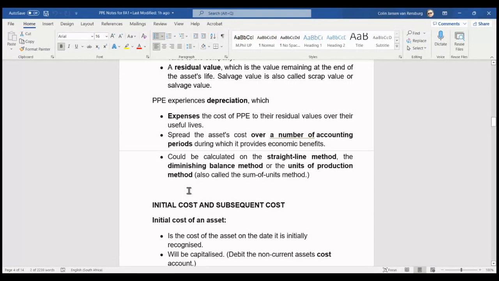So the three methods, ladies and gentlemen, are the straight line method. The straight line method basically comes down to you writing off an equal amount of depreciation over each financial accounting period. That is the straight line method, an equal amount over the whole expected useful lifetime. Then we get the diminishing balance method. Some accountants sometimes call it something else, but the official term in IAS 16 is the diminishing balance method.